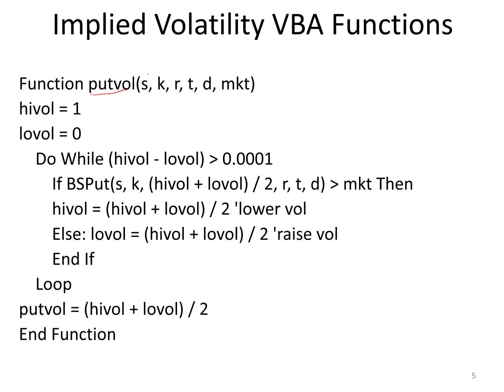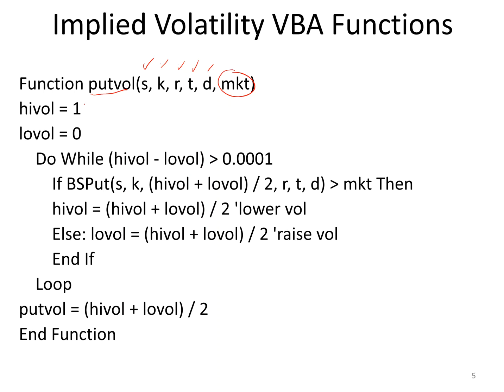It has the same parameters as Black-Scholes in the same order: spot, strike, interest rate, maturity, dividend yield, and then an extra parameter, market price of the put. And here's how this function works.